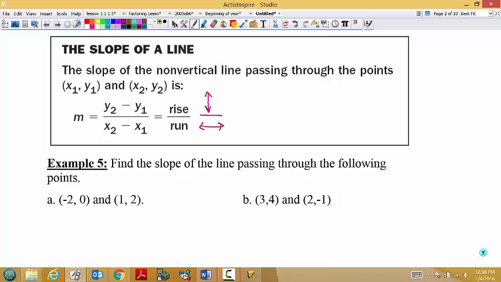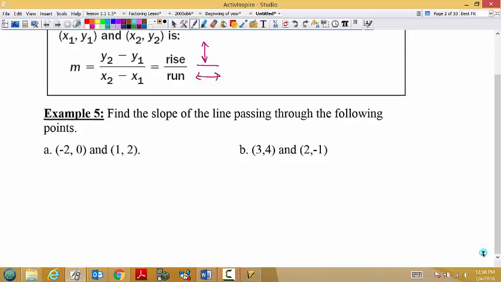So it says find the slope of the line passing through the following points. You always label your points. Every point is xy. The first point you put 1s. The second point you put 2s. And then you just fill it into the formula. It's y2 minus y1 over x2 minus x1. And it's just 2 over 3. So it's 2/3.